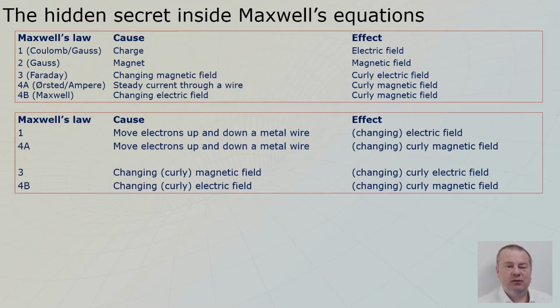Let's see if you can do what Maxwell did. Do you see the secret? Look at it. Especially the last 2 lines. What's going on there? We have a magnetic field creating an electric field and an electric field creating a magnetic field. It's like yin and yang. We have causes and effects that are circular.